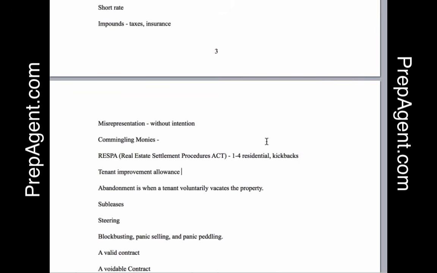Okay, tenant improvement allowances. Oops, I accidentally wrote this in. Abandonment. That's when a tenant leaves his or her unit. There's a key word here. Voluntary.